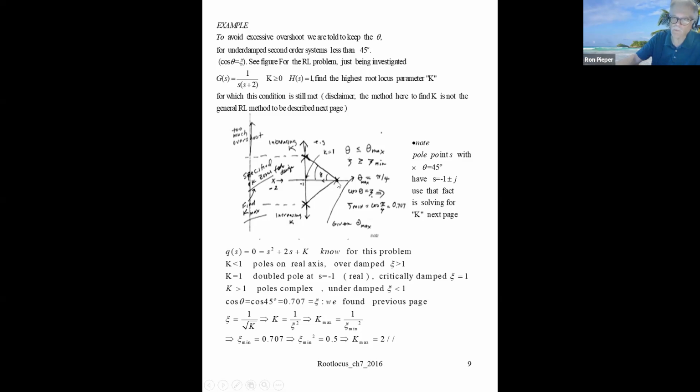So for K equal to 0, we had our poles at, what was it, 0 and -2. For K equal to 1, they came together. And then between K equal to 1 and K equal to 2, we met the condition for keeping the overshoot within the bounds of the design.